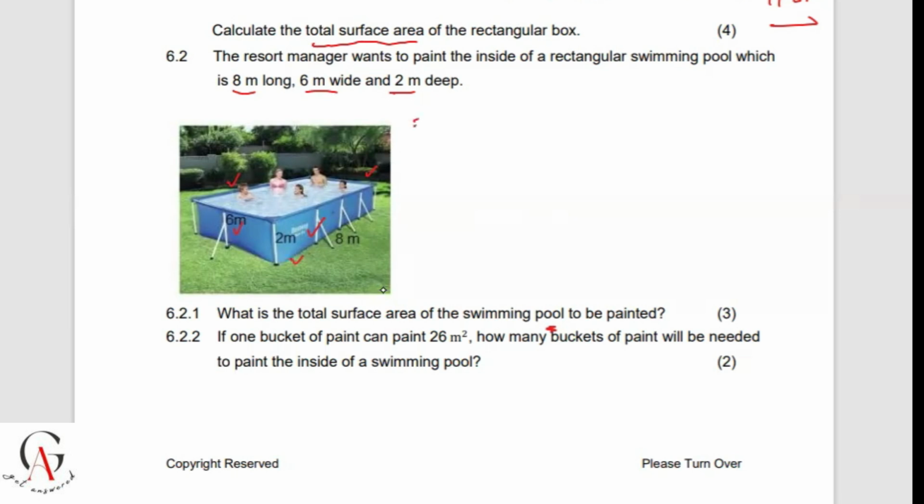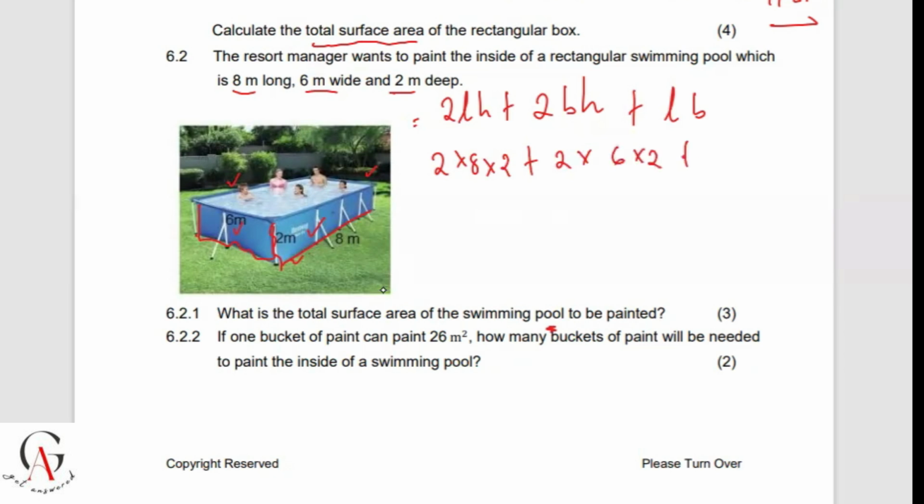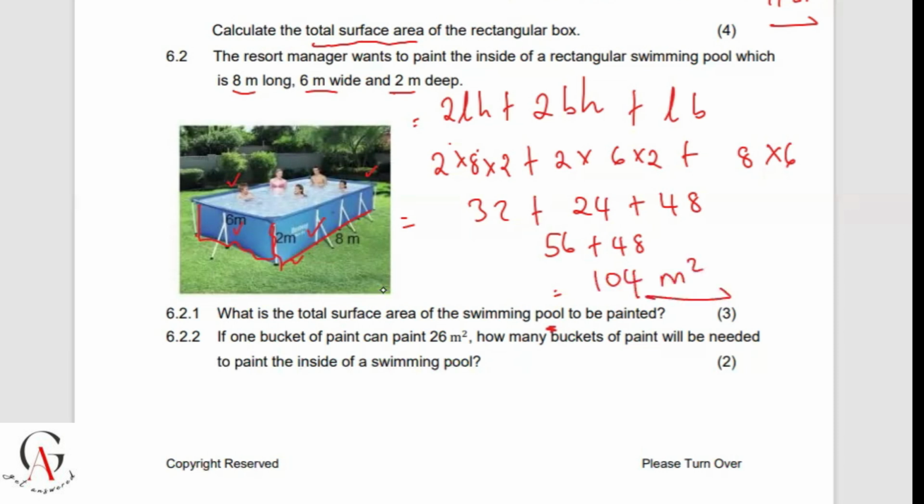Okay, so which means it's going to be twice length and height. This and that, that's length and height. Plus twice breadth and height for this one here. And then there's just going to be 1 length and breadth, which is the bottom. The top one won't be. So it's going to be 2 times 8 times 2 plus 2 times 6 times 2. And then plus the length is 8, the breadth is 6. Okay, multiply this. This is a 16 and a 32. That is a 24 plus a 48. That's going to be 56 plus 48, which is 104 meters squared. So this is how much he needs to paint.